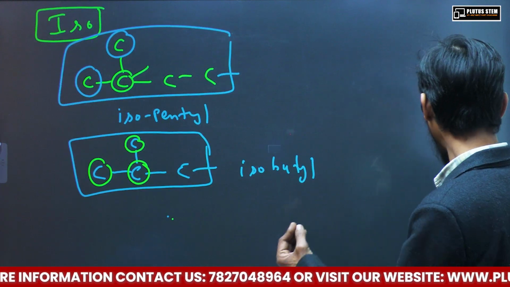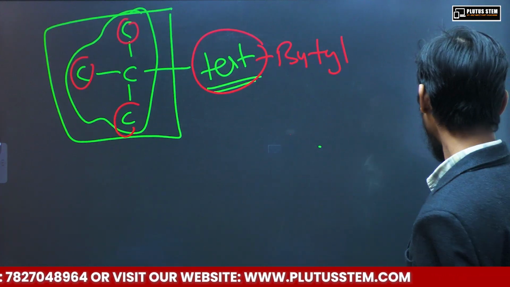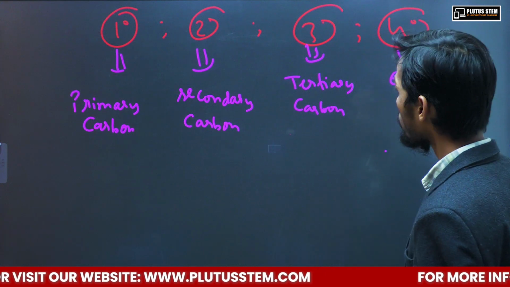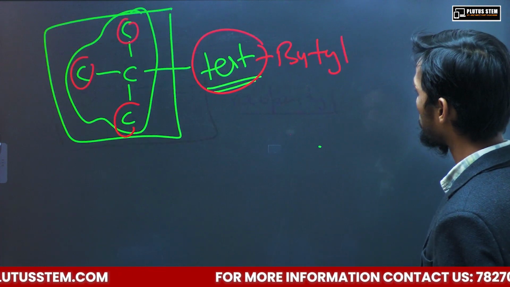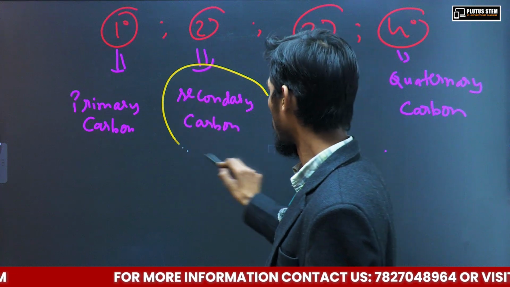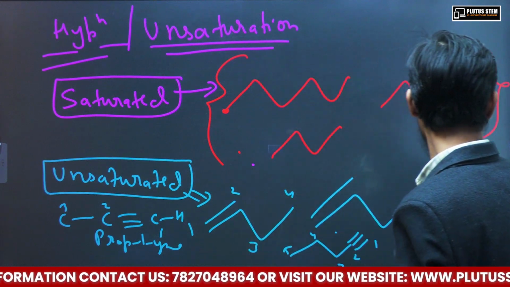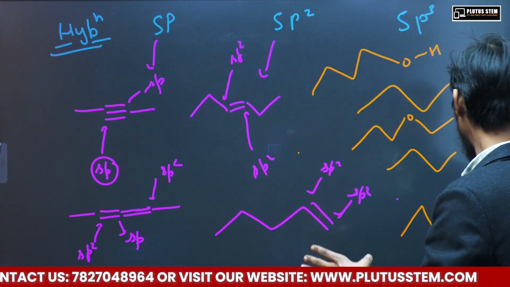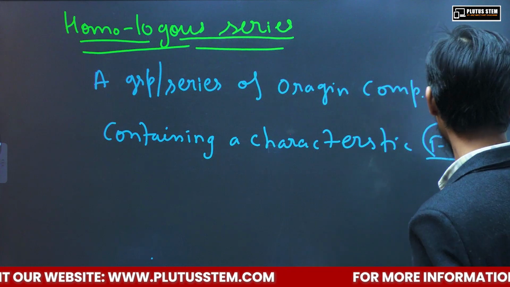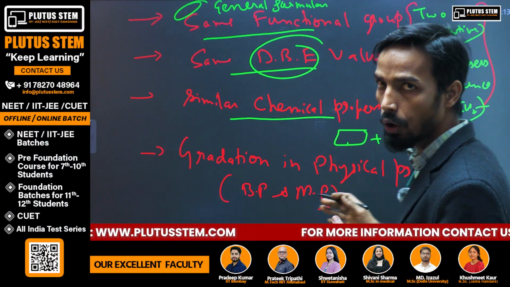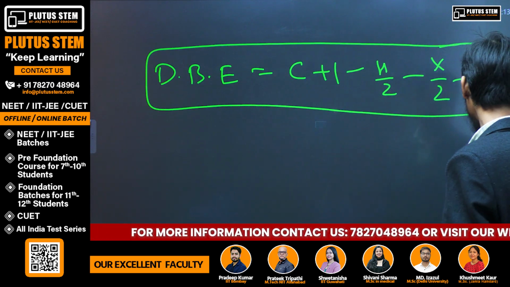After that we discussed iso and neo, the difference between iso and neo carbon, and tertiary and secondary, like saturated and unsaturated compounds. Regarding hybridization, sp, sp2, sp3, classification on the basis of functional group, we have discussed the homologous series, the characteristics and criteria that should be present for a homologous series, what the DBE value is, and how we can calculate it.